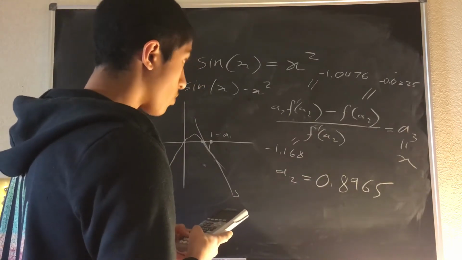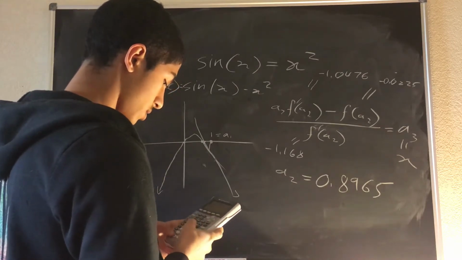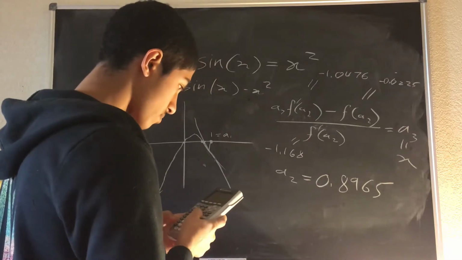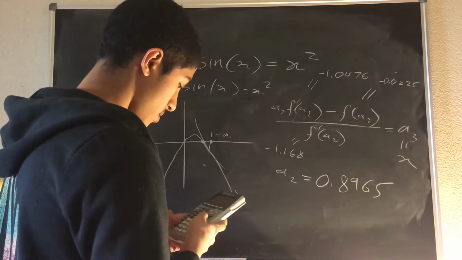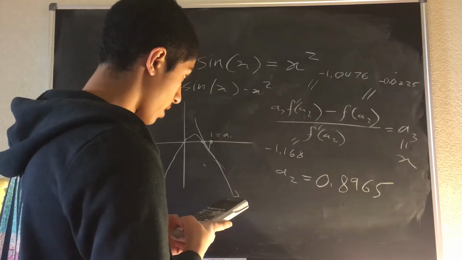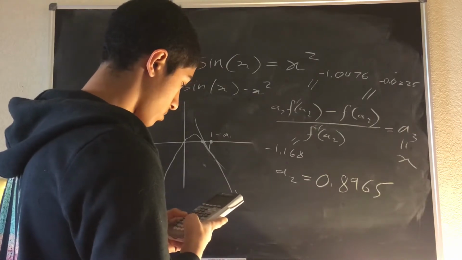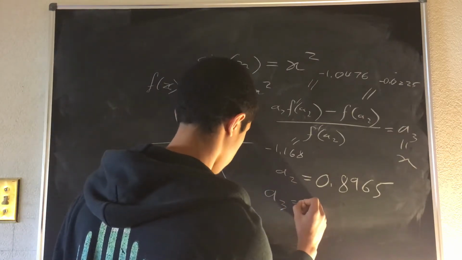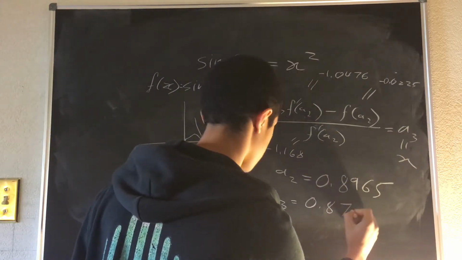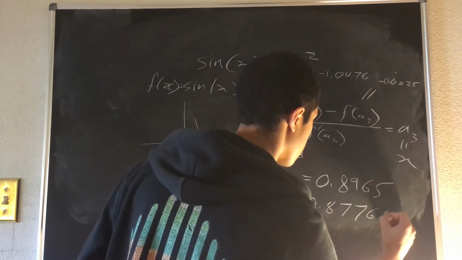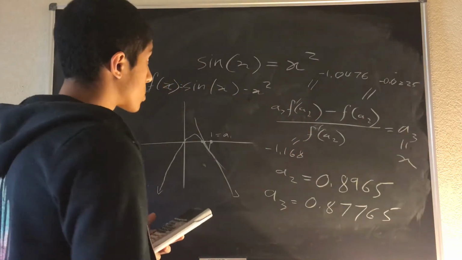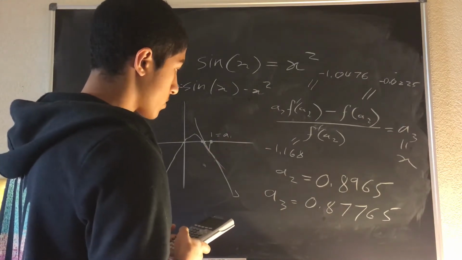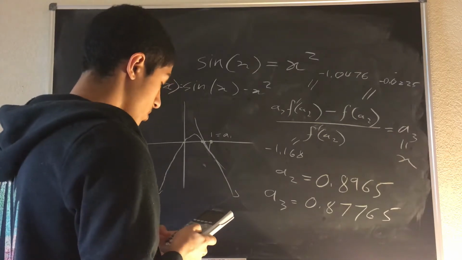So if we plug this in and we subtract these two and divide it by this, then we get negative 1.0476 minus negative 0.0225, that divided by negative 1.168. And then we come up with our a3, which is equal to 0.87765.